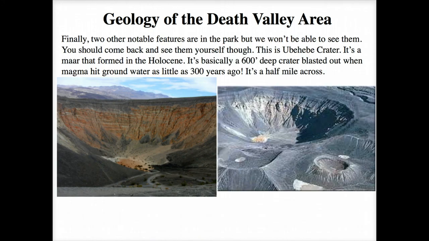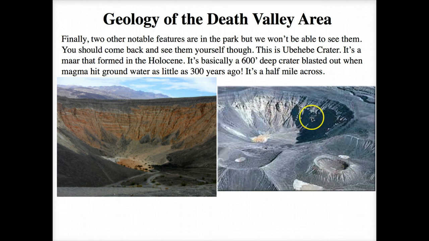Well, let's take a look at two other notable features in the park. Now, we won't go see these, but they are easily visited and really worth the trip if you get a chance. The first one is the Ubehebe volcanic field, and Ubehebe, I just love that name, right, is named after this large crater. This crater is 600 feet deep and almost a half-mile across, and it was blasted out when magma came up, hit groundwater, flashed that groundwater to steam, and basically exploded it, just like if you threw water into a hot pan. And this occurred, they think, as little as 300 years ago.